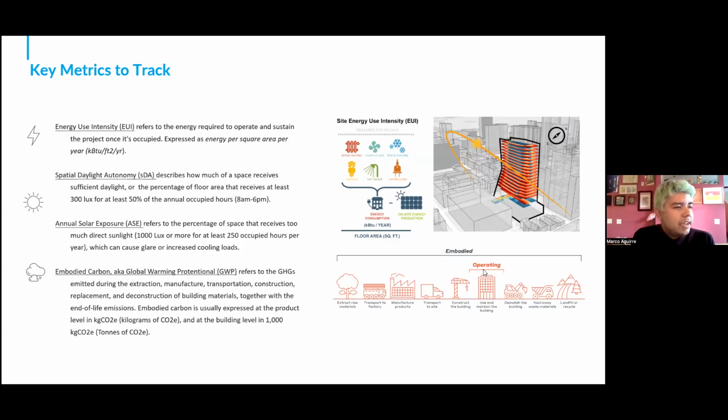Some of the key metrics to track and look out for. We're going to break down these metrics in the next couple of sections. Energy use intensity, which is how much energy your building needs in order to operate per year per square foot. Your 2 daylighting metrics, SDA and ASE. That's calculating or measuring how much daylight you have. Is it sufficient? Is it during the hours you need it? And then embodied carbon, which is the carbon dioxide emissions or the greenhouse gas emissions of your building through the different stages of operation, or embodied through material selection, things like that.